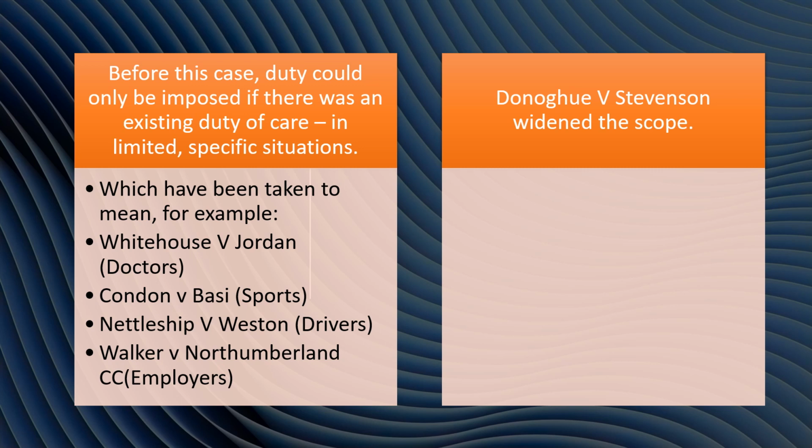So before this case then, duty could only be imposed in negligence if there was a specific or existing duty of care, and these were in limited specific situations which were taken to mean things like doctors owing a duty of care to patients, like we've seen in Whitehouse and Jordan, or sports people owing a duty of care to other participants of the sport, like in Condon and Barzi.